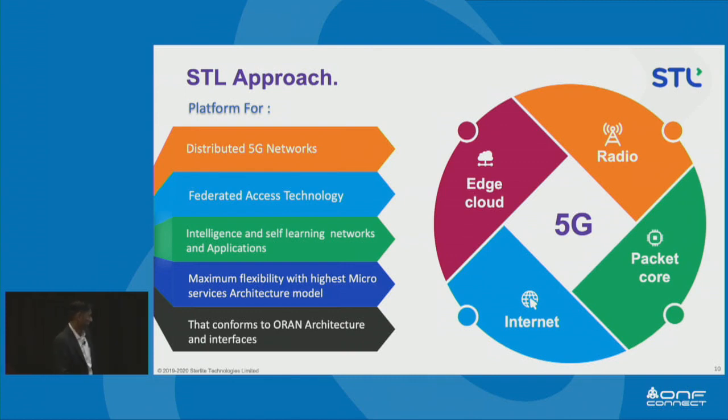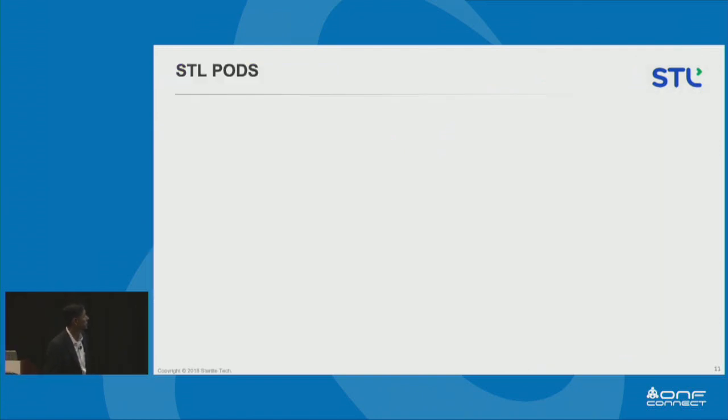And obviously, we want to ensure that our architecture is ORAN compliant. So there are E1, E2, and O1, A1 interfaces which are getting in shape. So we want to ensure that that aspect is also addressed. So that's STL's approach. So let's see what STL has brought.